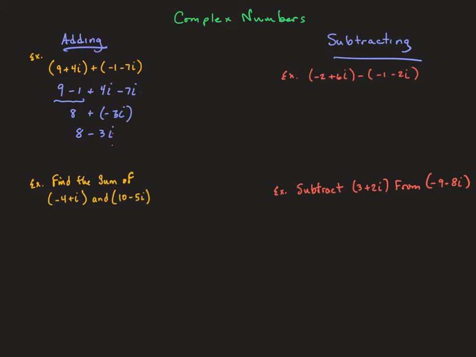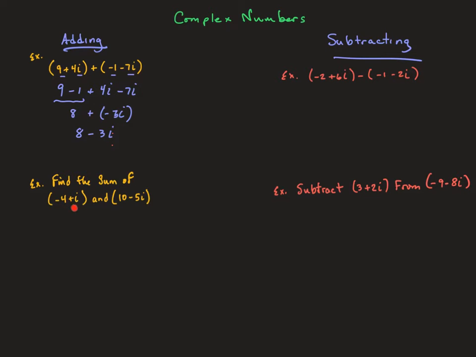So what did I do in essence? I combined like terms. I combined my real numbers, I combined my imaginary numbers. I had 9 and negative 1 that I combined, and I had 4i and negative 7i that I combined. Combining like terms. I'm going to give this next problem a go here.